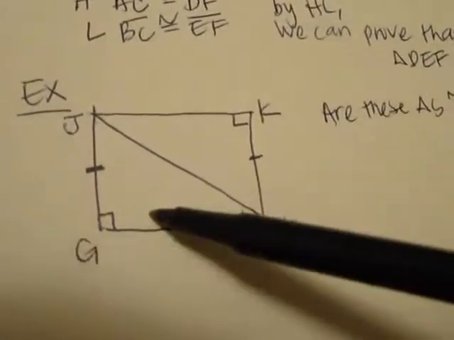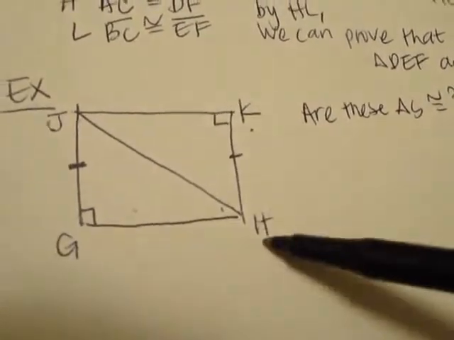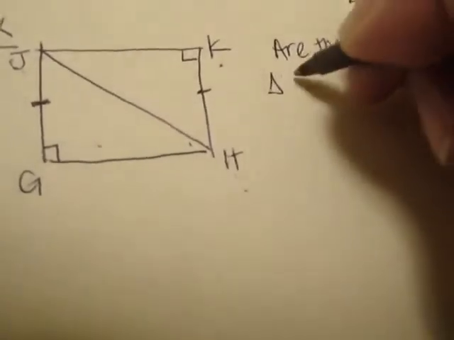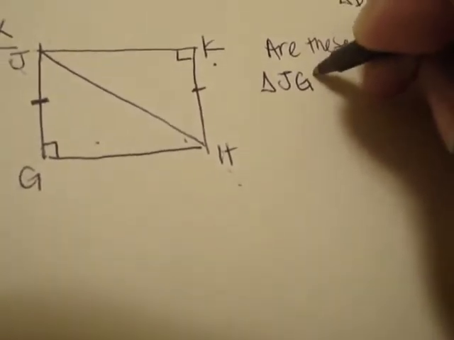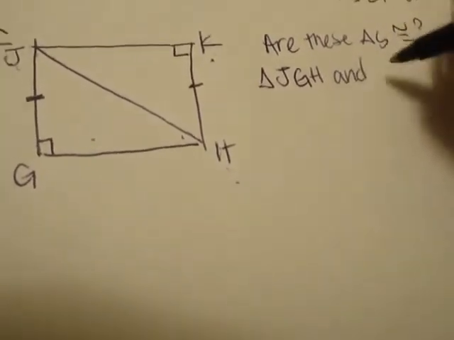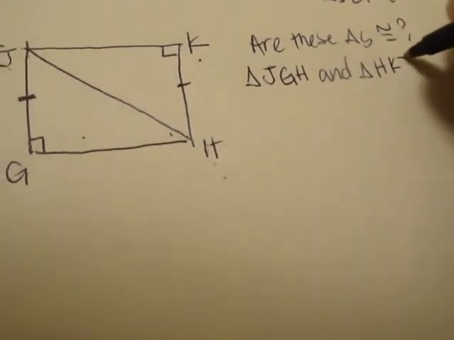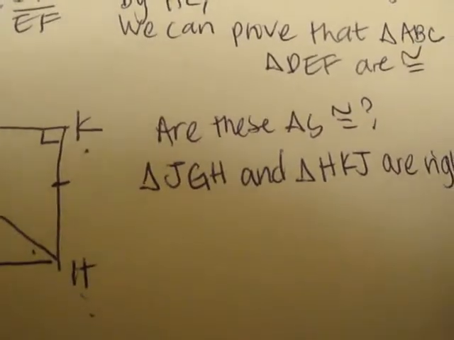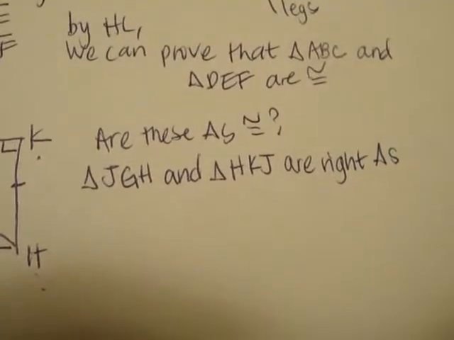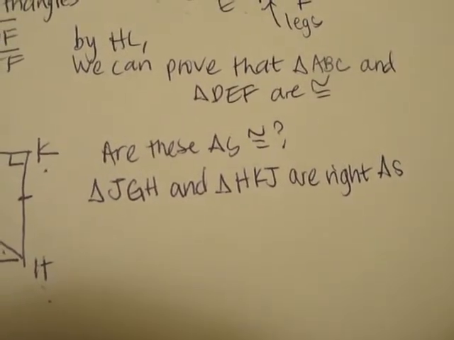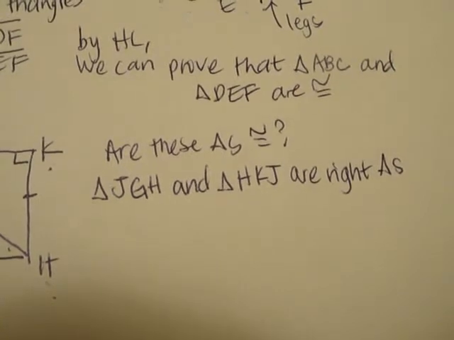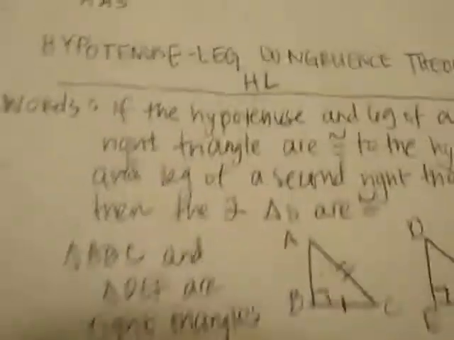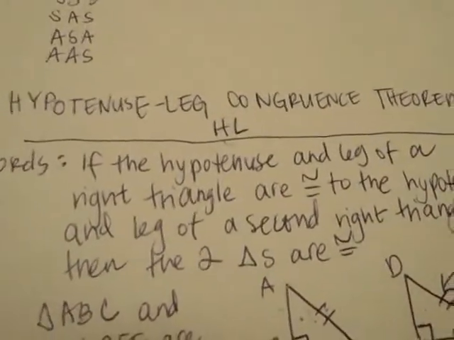Well, we can see from the diagram here that triangle JGH and triangle JKH are both right triangles. I'm going to go ahead and write down this fact. So triangle JGH and triangle HKJ are right triangles. Now, if they're right triangles, again, we're going to see if we can use the hypotenuse leg congruence theorem.